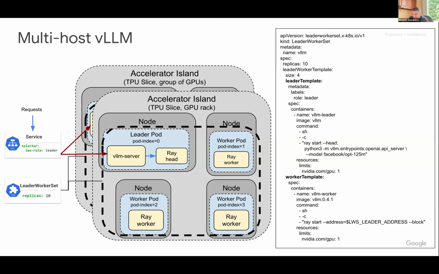Yeah, the assumption is that the infrastructure needs to bubble up its topology as labels on the nodes, and using that we can map those groupings into those accelerator islands.